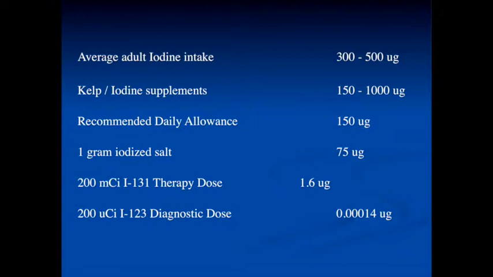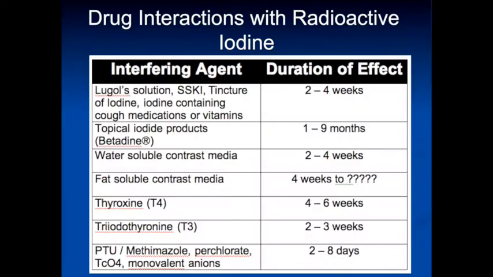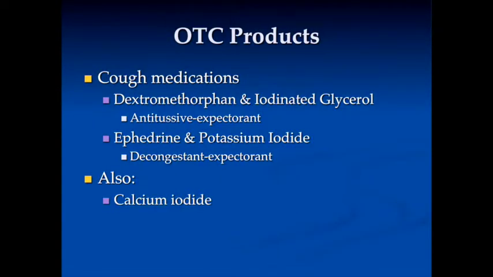And you can see on there our diagnostic dose of I-123 is considerably lower than that. So that's why most people spend a lot of time talking about iodine interactions. And I'm not going to, because we've covered this a million different places. But cough medications, when we talk about drug therapy, don't rule out over-the-counter products. Although we don't do this nearly as often as we used to, most of today's medications do not have a lot of iodine in them. But combination products, like, for example, dextromethorphan and iodinated glycerol as an antitussive expectorant, do.